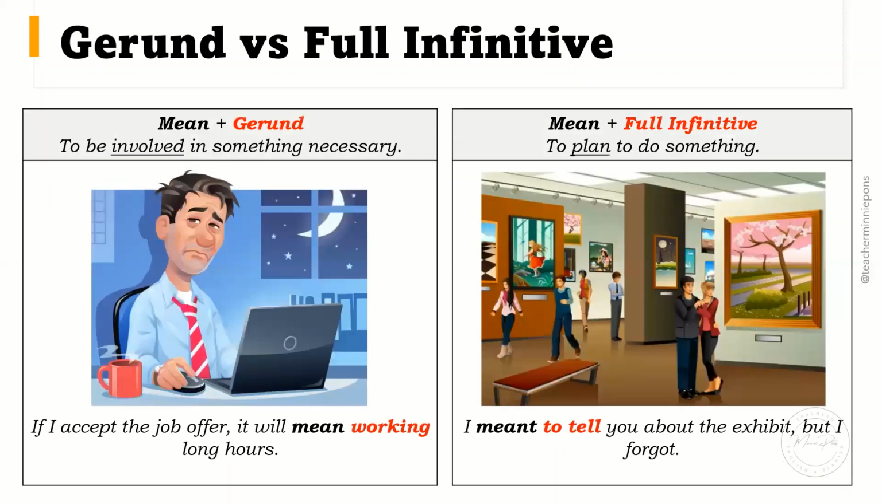Now, let's see the difference between gerund and full infinitive after mean. Mean plus gerund expresses to be involved in something necessary. For example, if I accept the job offer, it will mean working long hours. On the other hand, mean plus full infinitive expresses to plan to do something. For example, I meant to tell you about the exhibit, but I forgot.